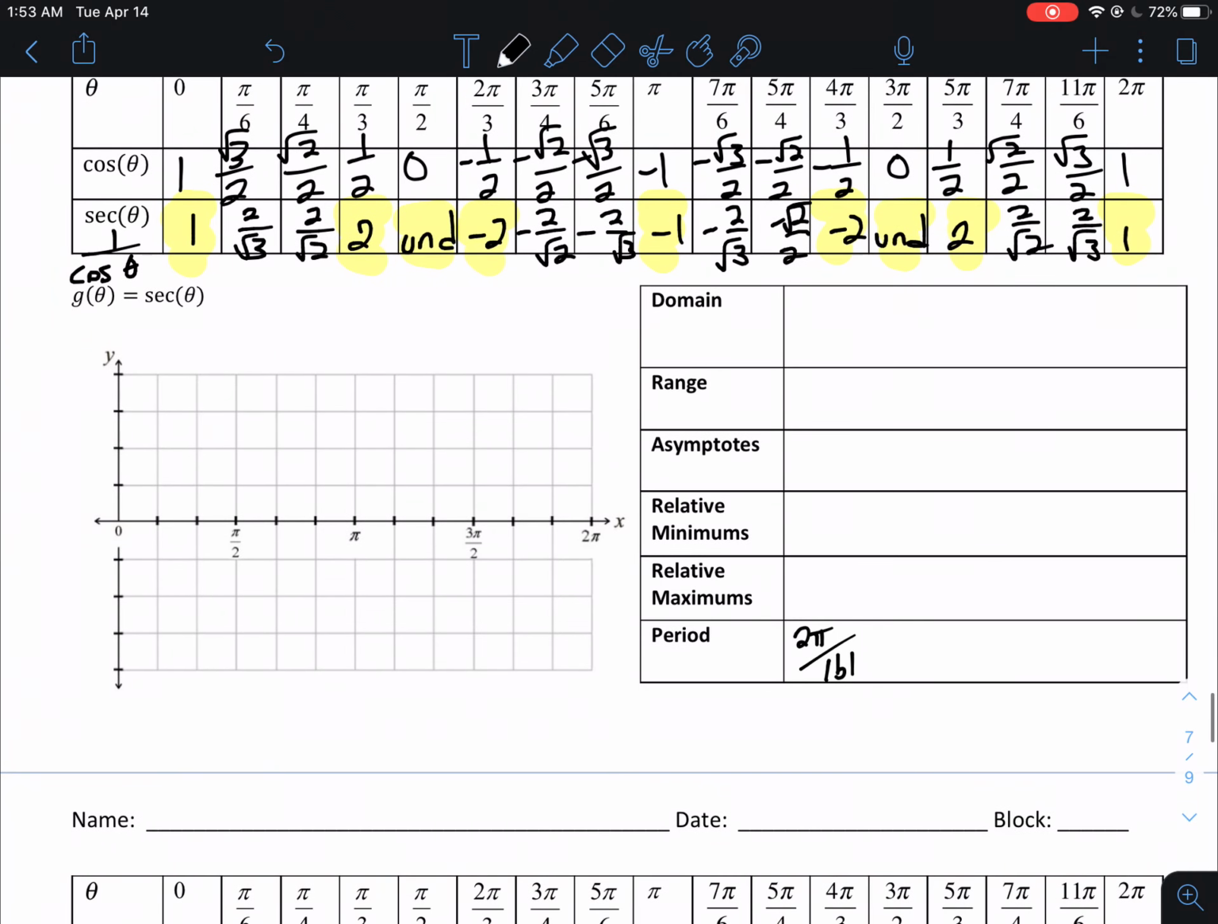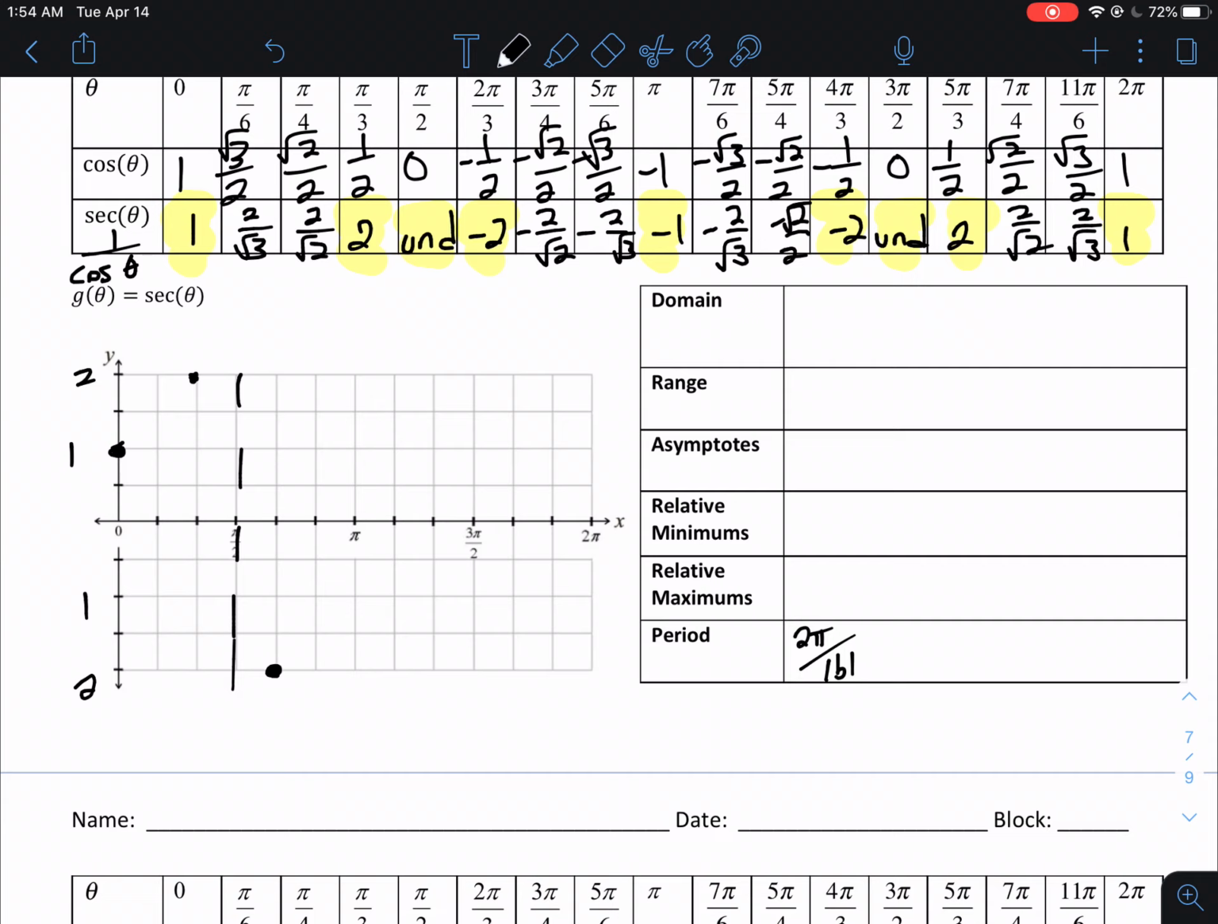Similar to what we did with cosecant, let's just count by 1 and 2 on our graph. So each grid line will be half a value. Our first point on our graph is going to be 0, 1, and then at pi over 3 we're going to have a value of 2, so that'll be right here. At pi over 2, we're going to have an asymptote. And then at 2 pi over 3, we're going to be down here at negative 2.